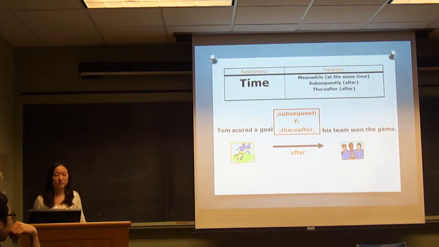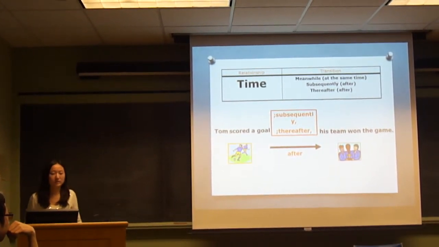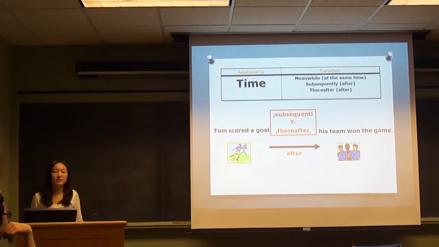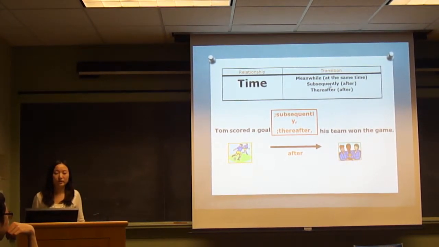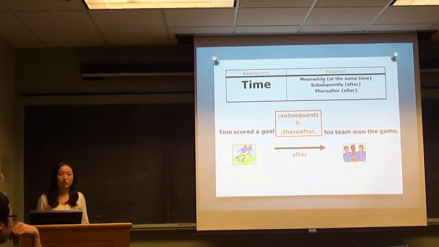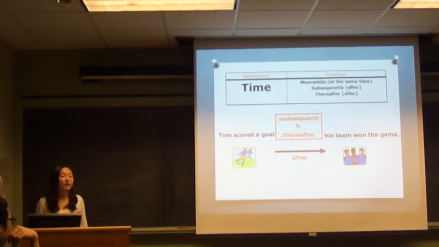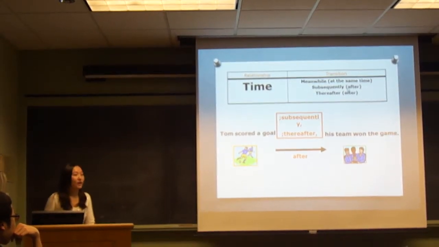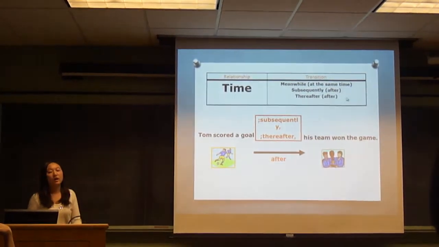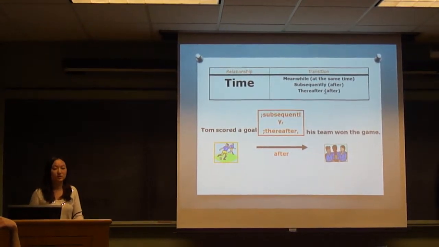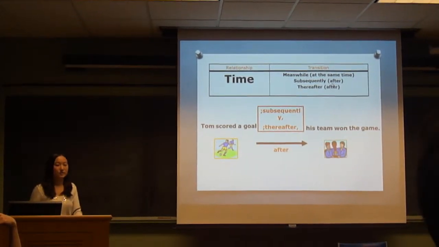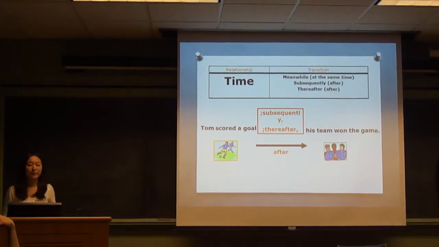The next one is about time. Like Tom scored a goal, subsequently his team won the game. And here I found a very interesting thing: we always use after here, like I'm going hiking after spring break. But actually you can use subsequently here instead of after, because it seems much more formal.